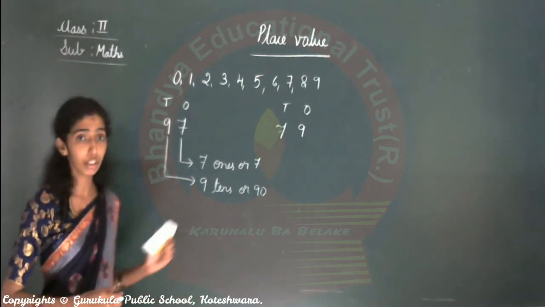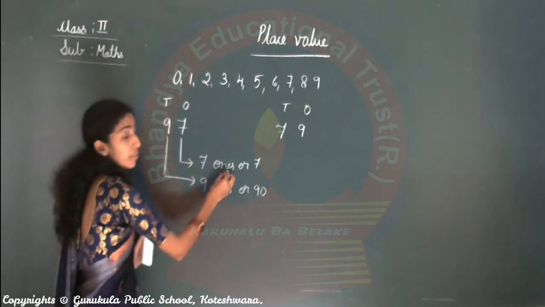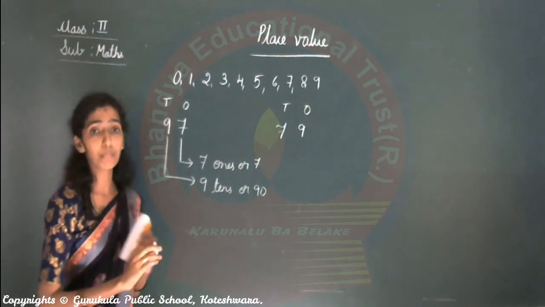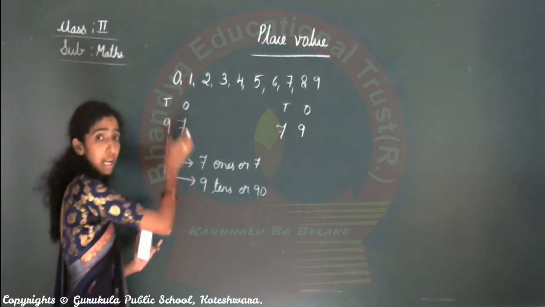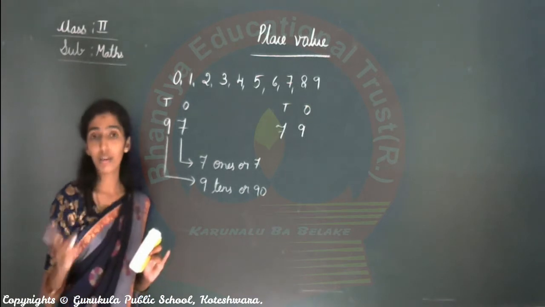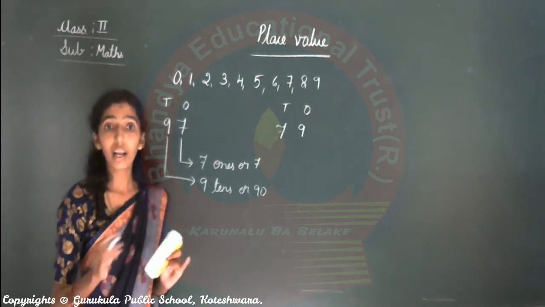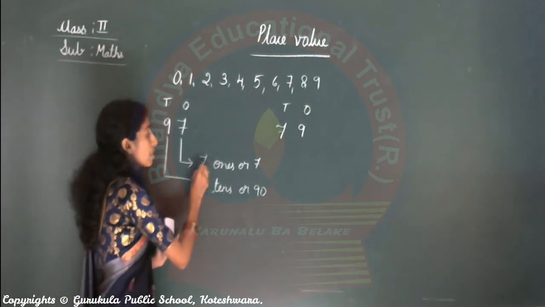Do you have any doubts here? See here, 7 is in the ones place. So 7 ones means 7 only. In the ones place the value will not change. Whatever number they give, that same number will come in the ones place. 7 ones are 7, 3 ones are 3. Like that. Ones place means the same number will come.